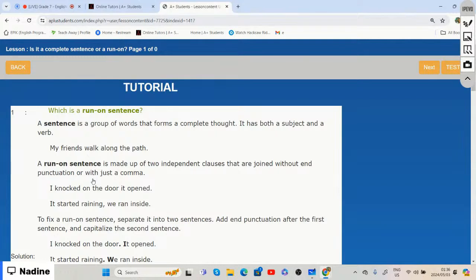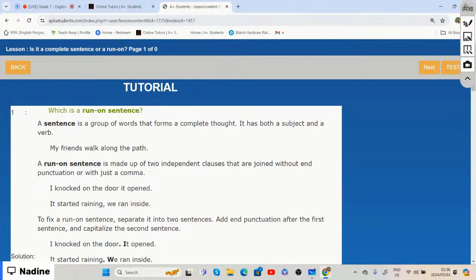So we said a sentence expresses both a subject as well as a verb. But a run-on sentence, right? It's made up of two independent clauses. Remember, independent clauses are clauses that can stand on their own, right? But now they are being joined either by a conjunction or just by a comma, without any punctuation at times, just a comma.